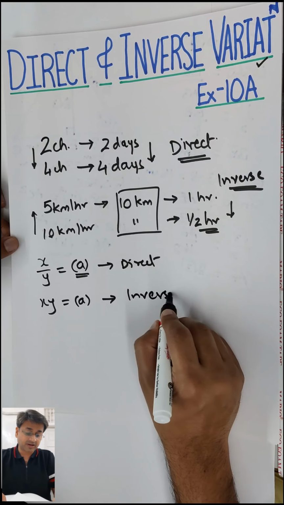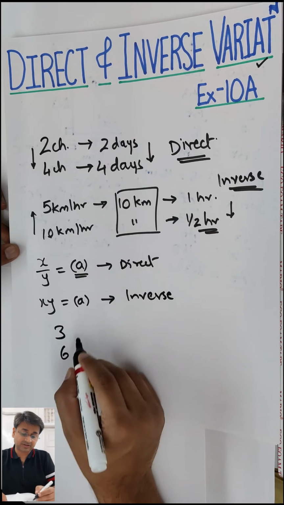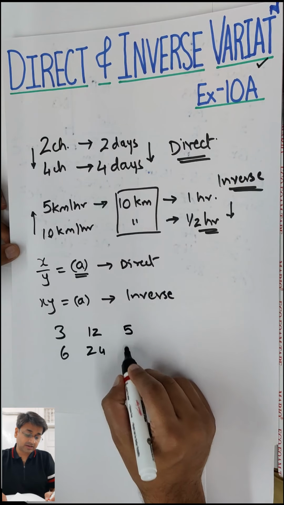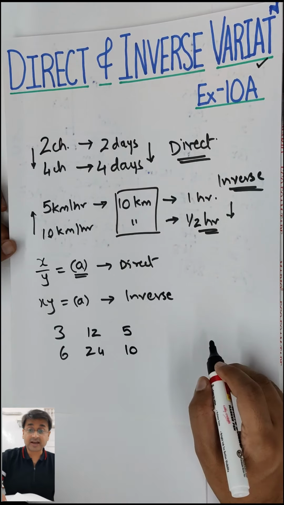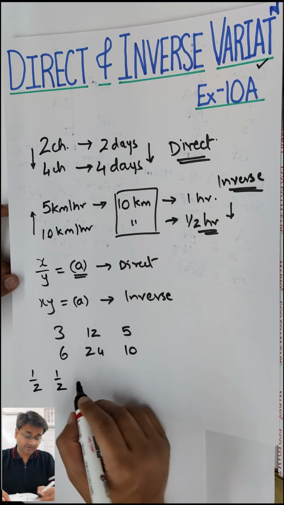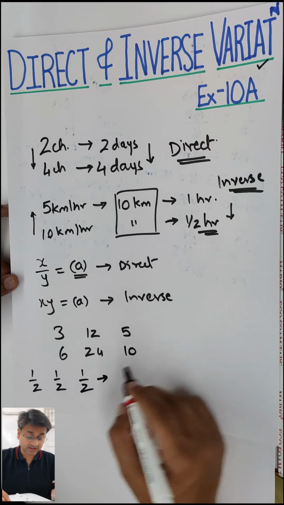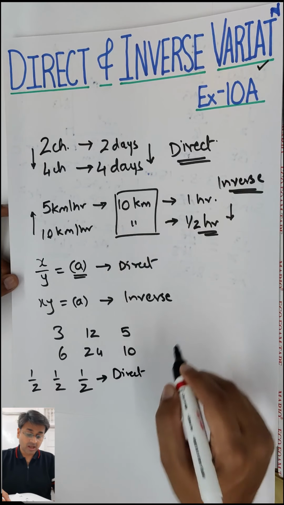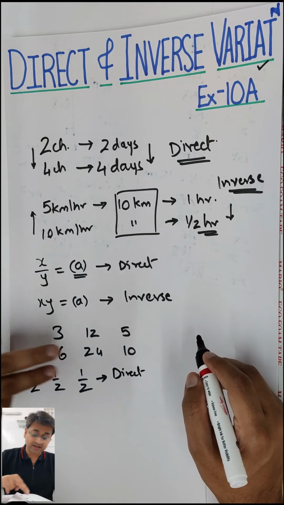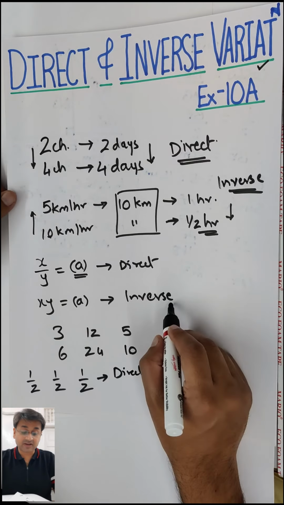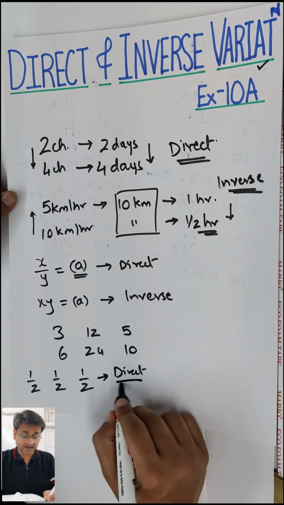Okay, so let's take for example, if there are series of numbers 3, 6, 12, 24 and 5, 10, is it direct or is it inverse? So let us divide and see. 3 divided by 6 is going to be half, 12 divided by 24 is also half, and 5 divided by 10 is also half. So on dividing they are constant, so we call it as direct. What if I multiply? 3 6s are 18, 12 24s are some different number. So not possible. Therefore it is definitely not inverse, it is direct.